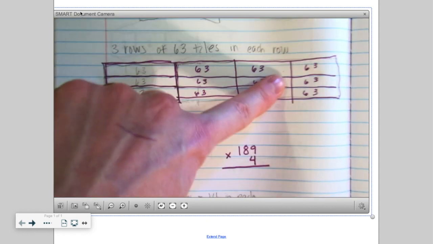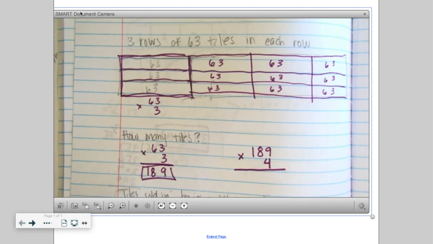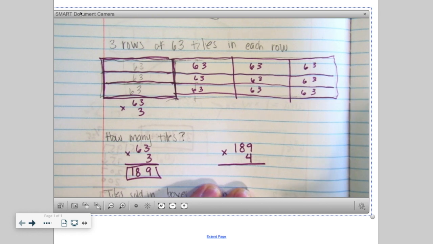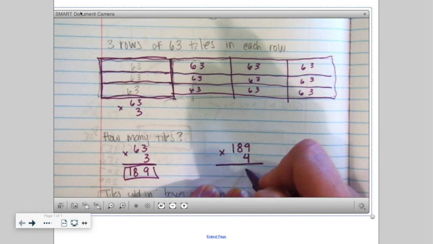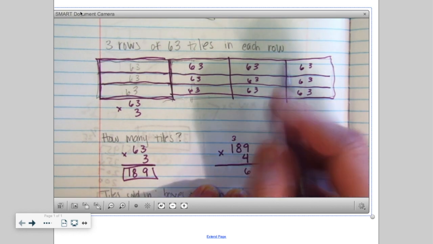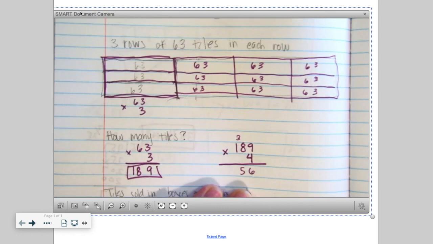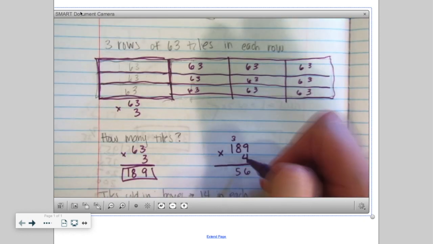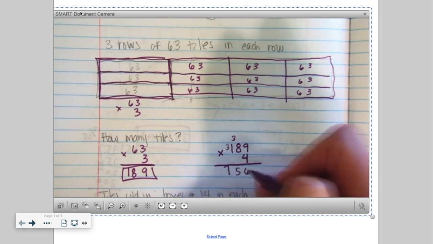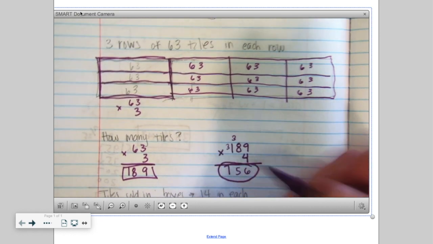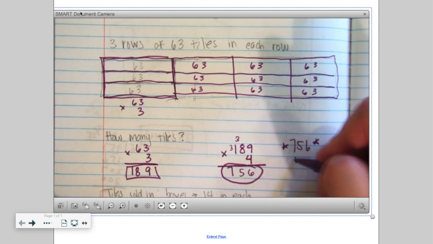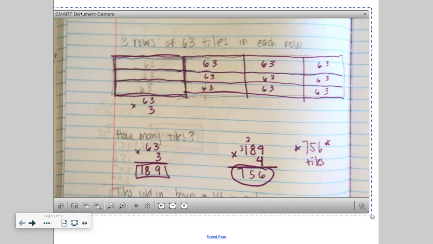189 plus 189 plus 189 plus 189. Well, that is 189 times 4. I'm going to use the algorithm for this because, again, I feel like it's pretty straightforward. 9 times 4 is 36. 8 times 4 is 32. 5. 4 times 1. And so he needs 756 tiles. So that's how many tiles he needs.